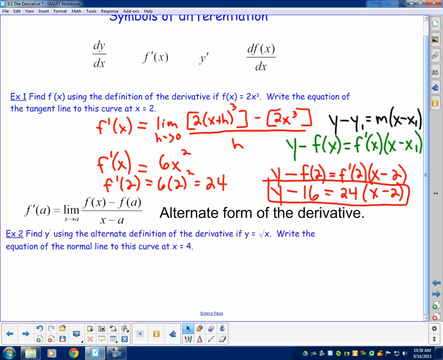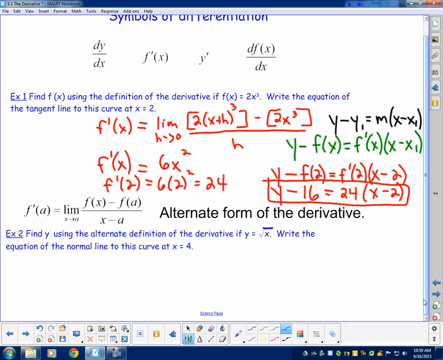Okay. So there are a couple questions in the homework that ask you to use the alternate form. You may like it and choose to use that as your definition. But this you won't use on the test. So this is supposed to be the square root of x. Back before I had MathType. It says find y prime. It's not a graph on the screen.